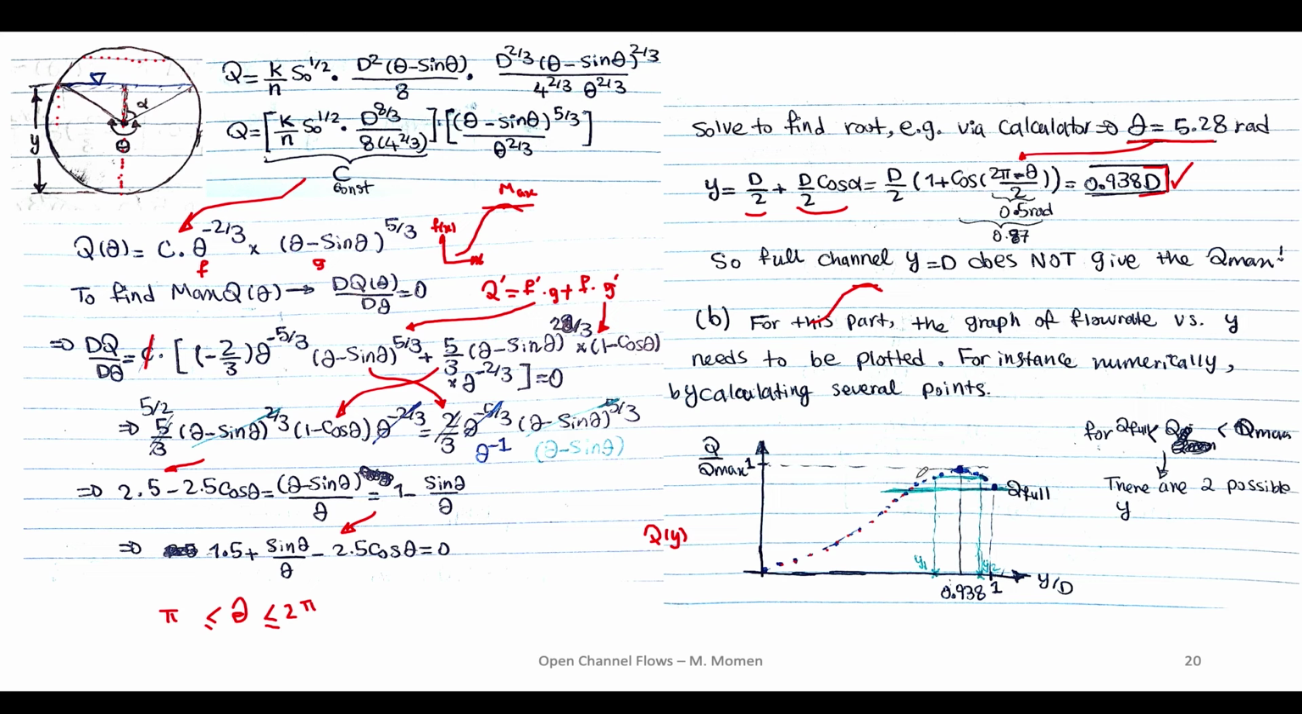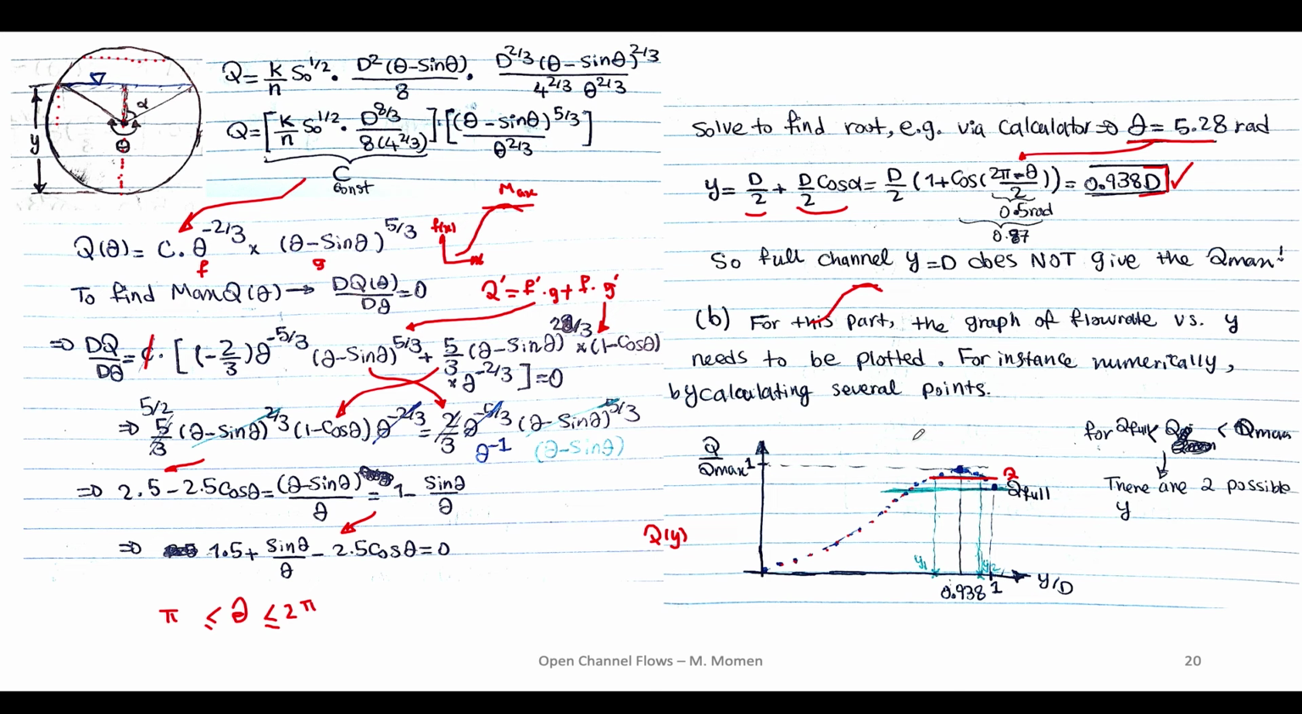For instance, let's say we have here a Q which is between Q max and Q full, right? So it's greater than Q full and smaller than Q max. And you can see that we have two possible y's. So you can get here, you go down, you have y2 and y1, right? So you have two possible y or depths for these certain flow rates.